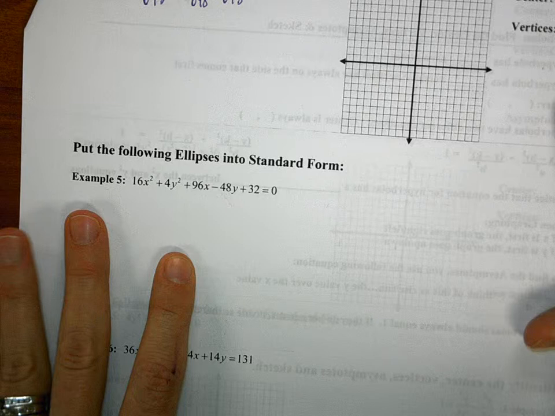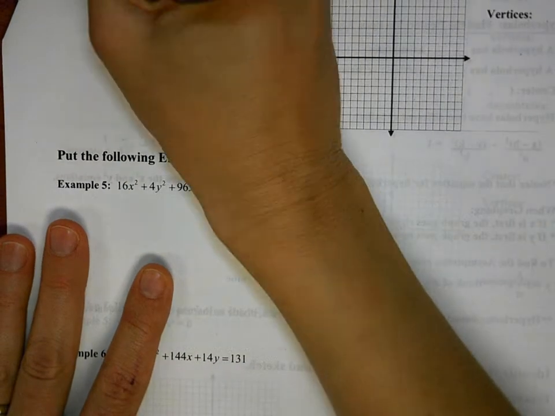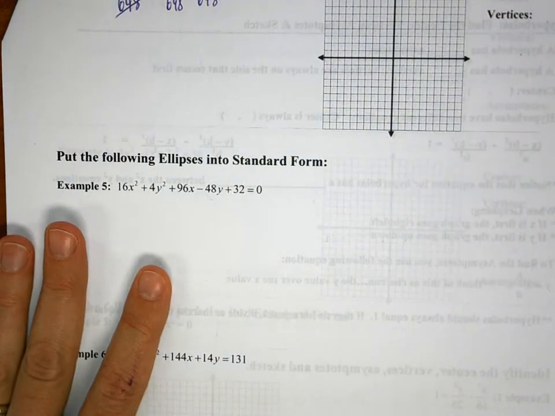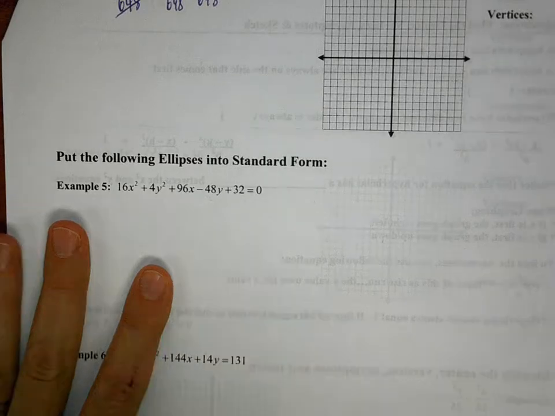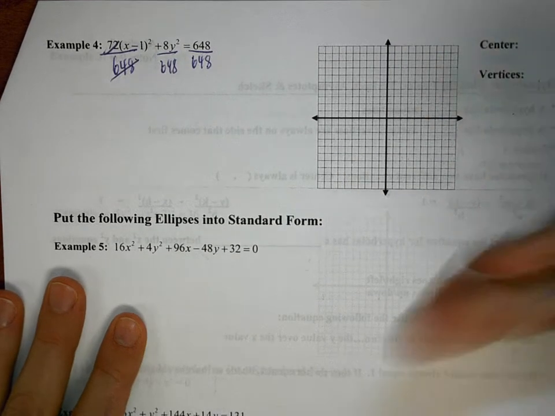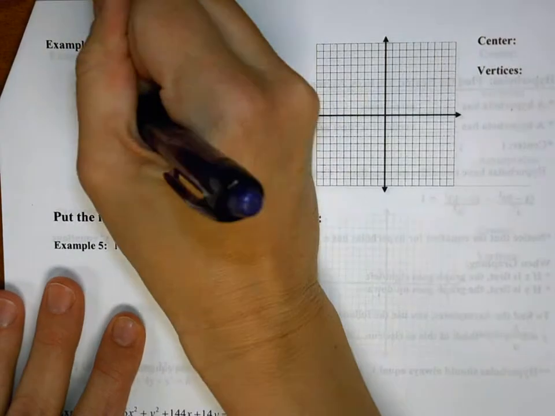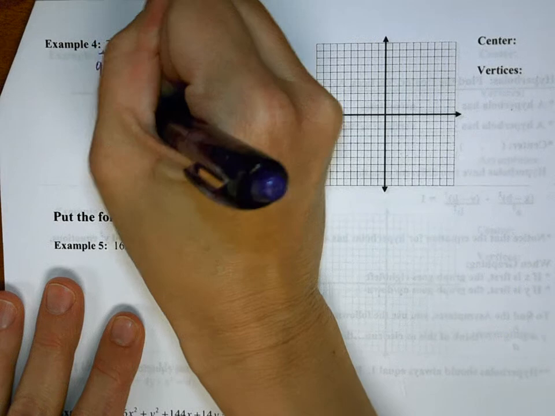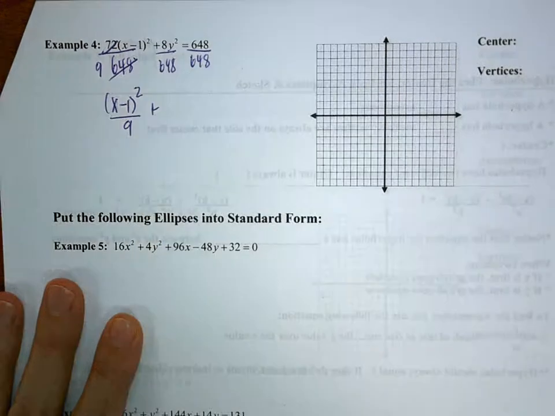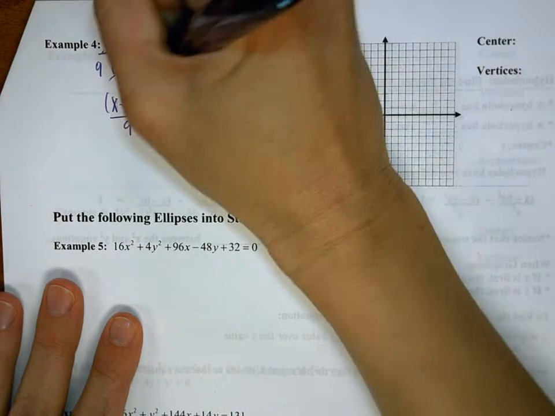Okay, when I do that, 72 goes into 648. Anybody know how many times? Yes, thank you. 9 times is correct. So we have (x minus 1) squared over 9 plus 8 goes into 648.